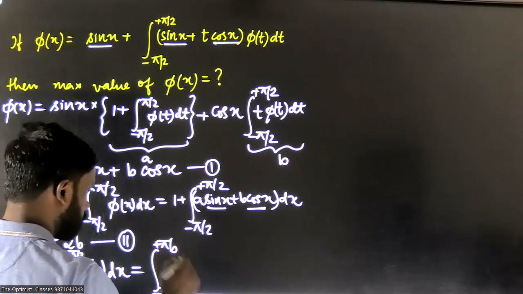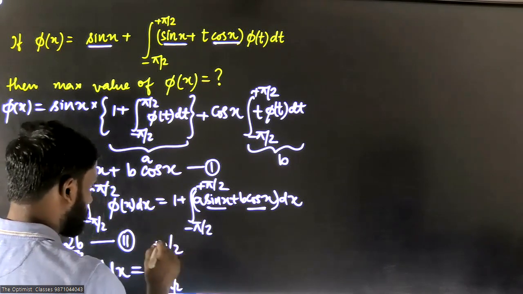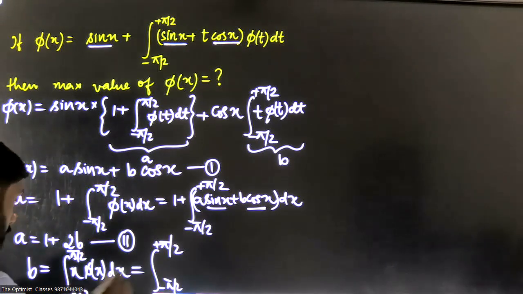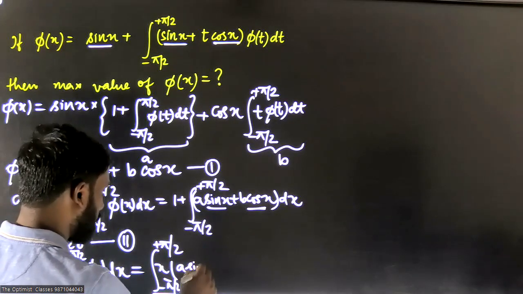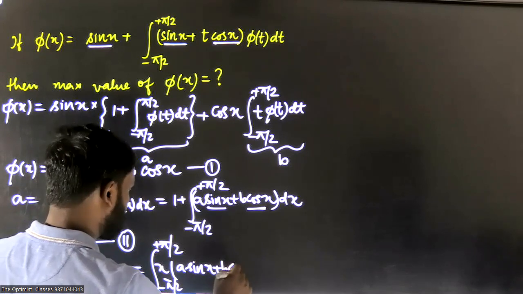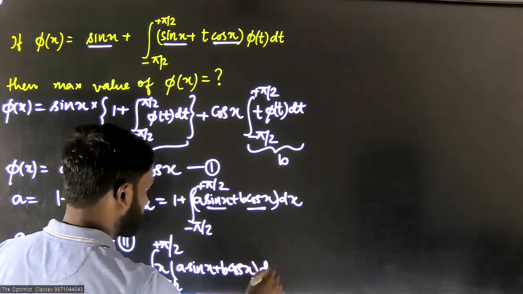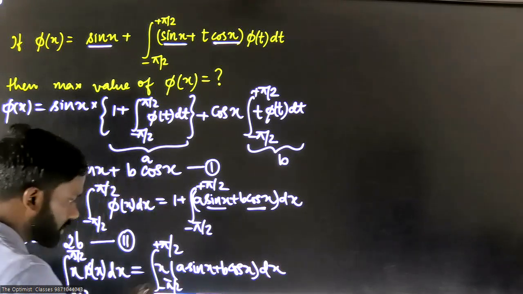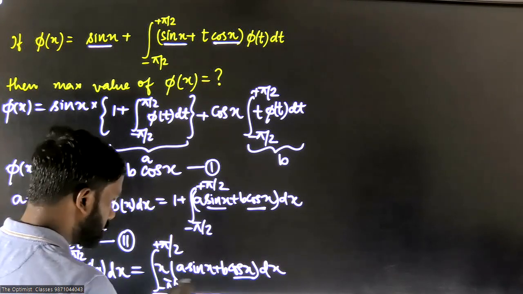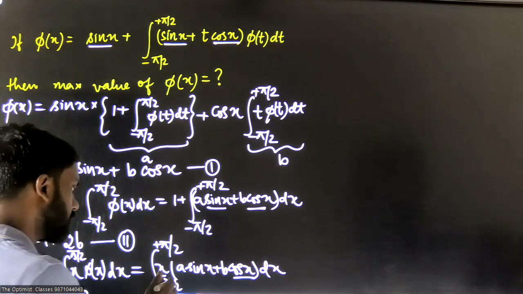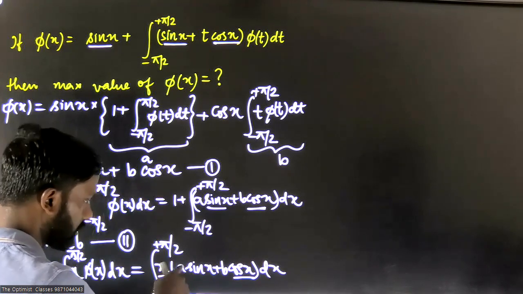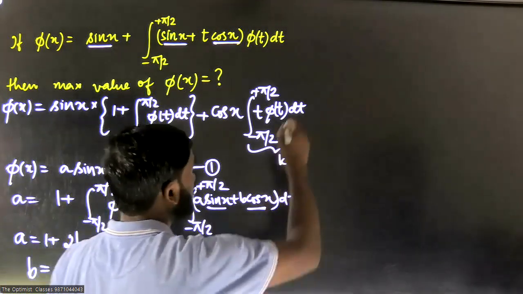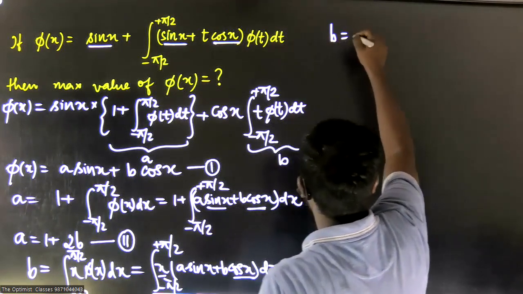Plus pi, this is pi by 2, actually pi by 2, and here x, and in place of phi x we can again write a sin x plus b cos x, and dx. Now again we have to do this integration. So cos function multiplied by x is an odd function, so its integration from negative to positive limit will be 0, so this function only remains.